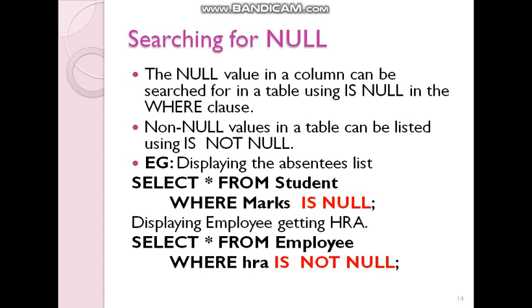Let's see another example. Suppose we have an employee table. In that we have a field called HRA, house rent allowance. Some of the employees may get the HRA, some do not. So I want to see who all are getting HRA, how many employees are getting HRA. For that, the HRA field must not be empty. That is the condition to be satisfied. The HRA column must contain some value. So to check that, you can say select star from employee where HRA is not null. That means it must not be null, there must be some value.